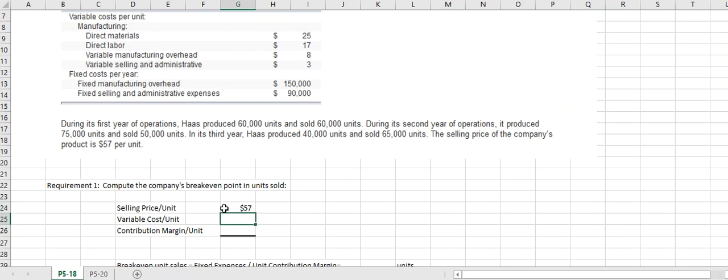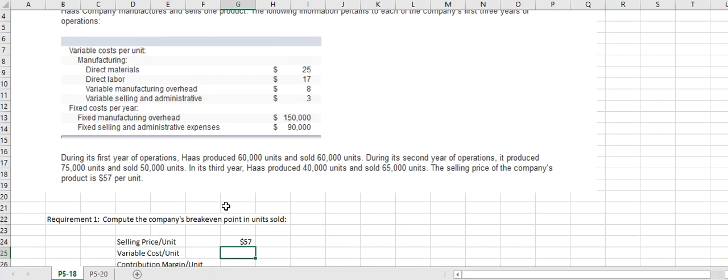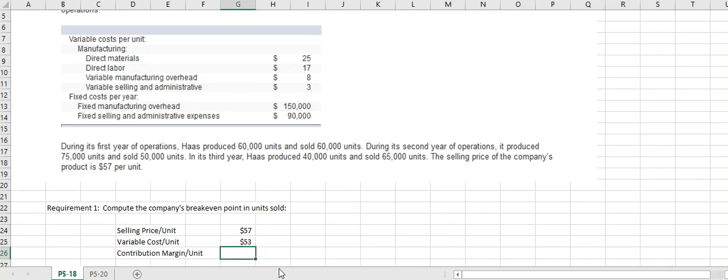The next thing we need is our variable cost per unit. So in our information we have this chart that tells us variable cost per unit. We have 4 items here: direct materials, direct labor, variable manufacturing overhead, and variable selling and administrative. Each of those categories of costs combine to make our total variable cost per unit. So if we add 25, 17, 8, and $3, that's going to tell us the total variable cost per unit. That added up is actually $53.